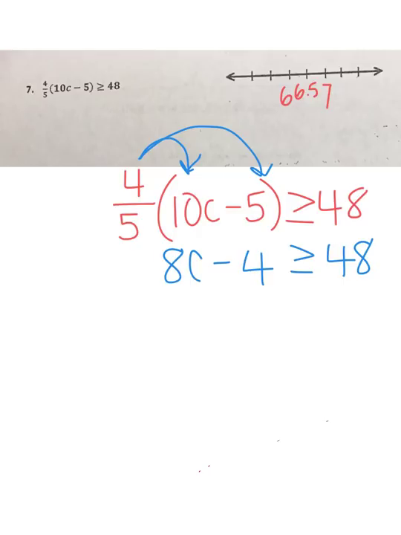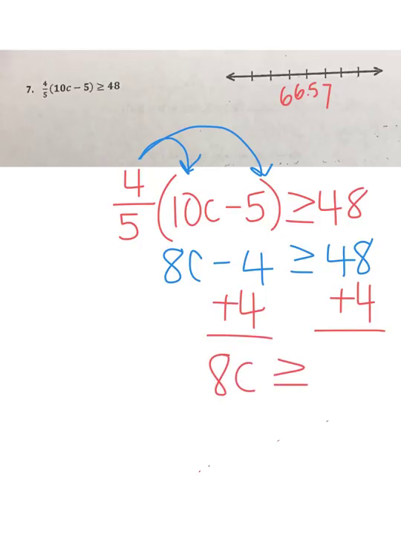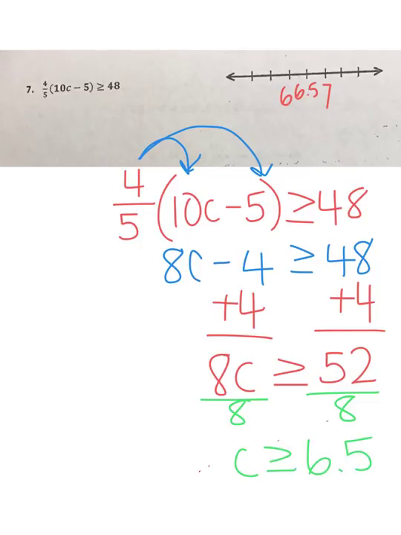Now from here, we need to add 4 to both sides. And we're left with 8c is greater than or equal to 52. We need to isolate our variable, so we need to divide by 8 on both sides, and we're left with c is greater than or equal to 6.5.